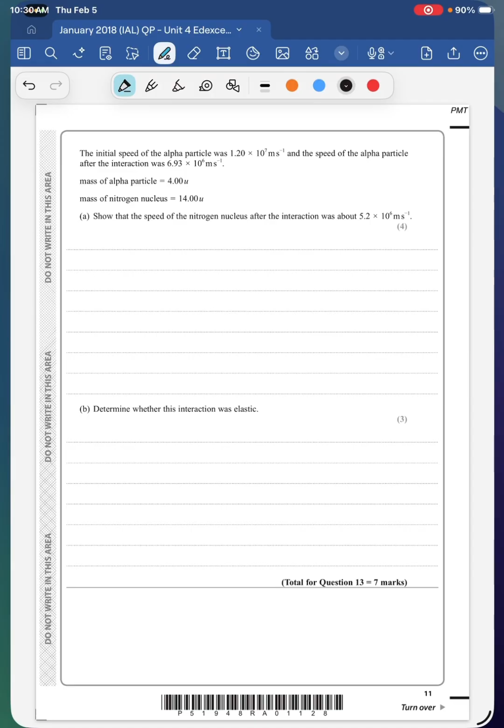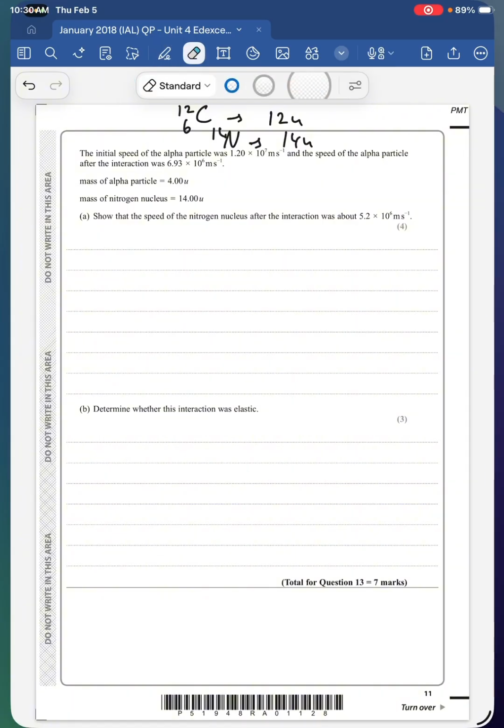They give you the mass of the alpha particle as 4 atomic mass units, and the mass of the nitrogen nucleus as 14 atomic mass units. A rule of thumb, if they ask you to actually calculate this: if you have carbon 12, its mass is 12 u. If you have nitrogen 14, its mass is 14 u, and so on and so forth. So you multiply the mass number with atomic mass units.